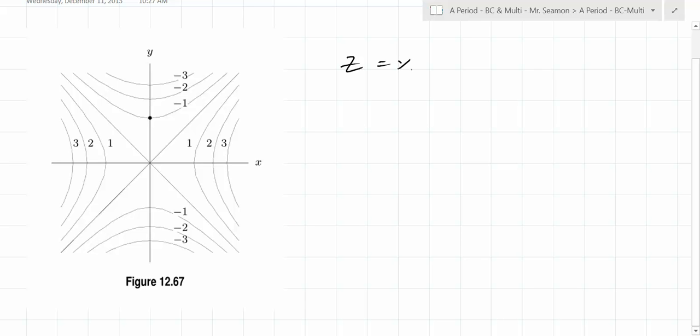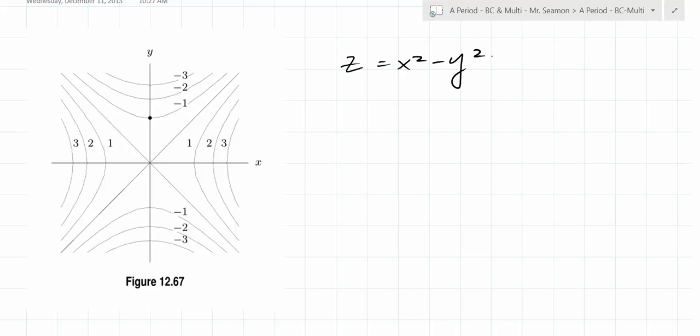z equals what, x squared minus y squared? Like that? What happens if instead you did y squared minus x squared? What's the only thing that changes? The whole thing rotates 90 degrees. That's it. The whole thing just rotates 90 degrees around the z-axis.